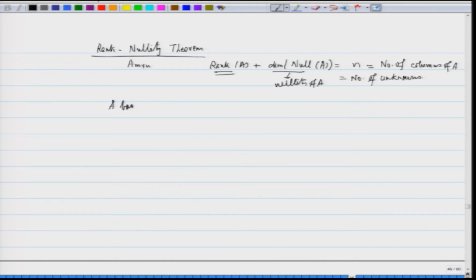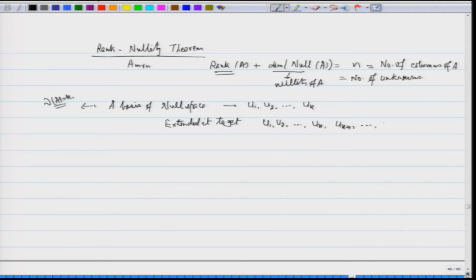basis of null space. We took it as u1, u2, up to uk. The dimension, or the nullity of A, we took as k. Fine. Extended it to get u1, u2, uk, comma uk plus 1 to un, a basis of Rn, because I am looking at Ax. So, I am looking at this.